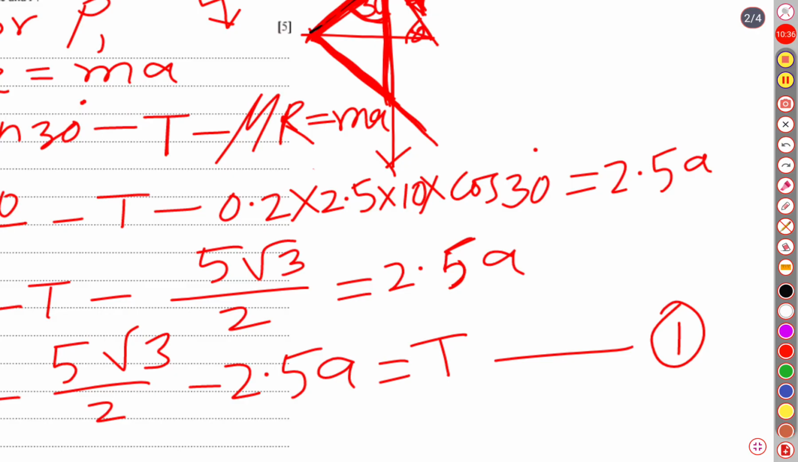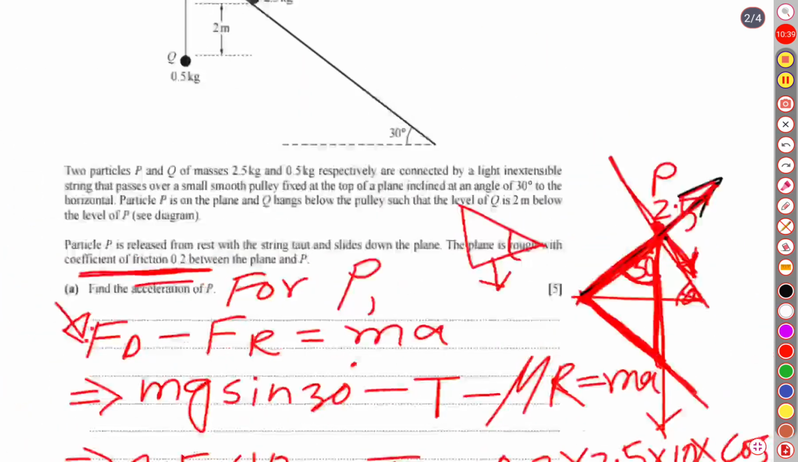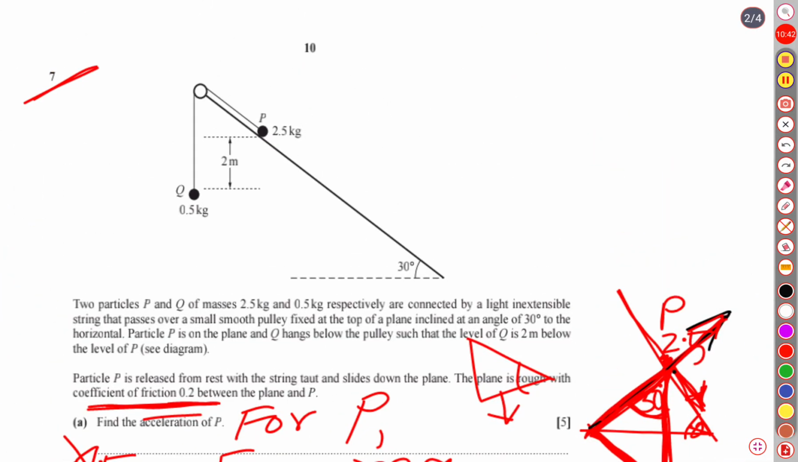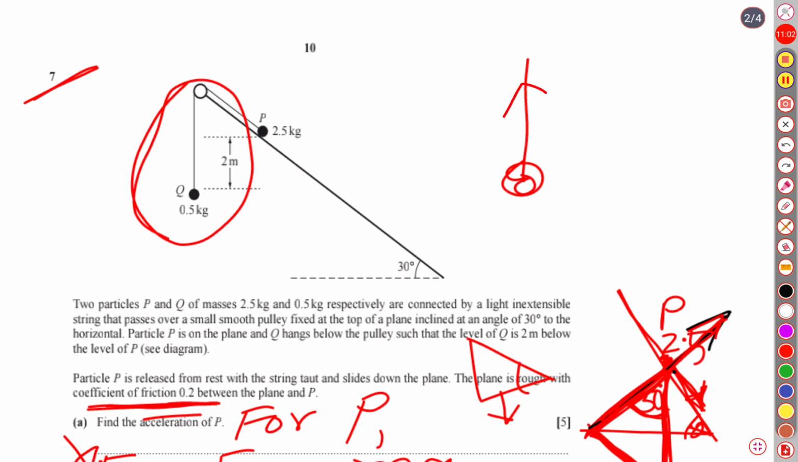Then there comes particle Q. Let us see the state of particle Q. Look, this is particle Q. Here Q is hanging through this tension. So let us draw a figure for Q. Suppose this is Q, and the upward force is the tension, and the downward force is only the weight. So the weight is here 0.5 into acceleration due to gravity. These two are the only forces acting on particle Q.